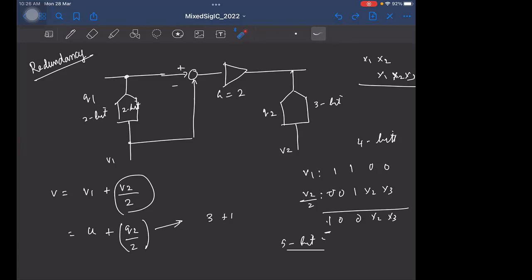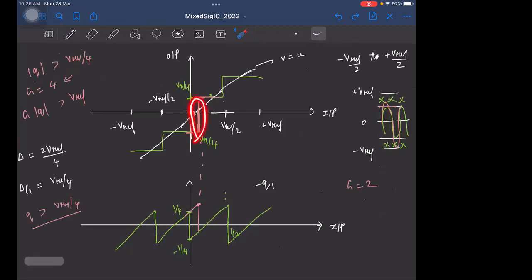Okay. So of course, this was called redundancy because you're having 5 bits, but although your output is of only 4 bits of precision. So the extra bit is a redundant bit, and that is added to account for these kind of errors. That's all.